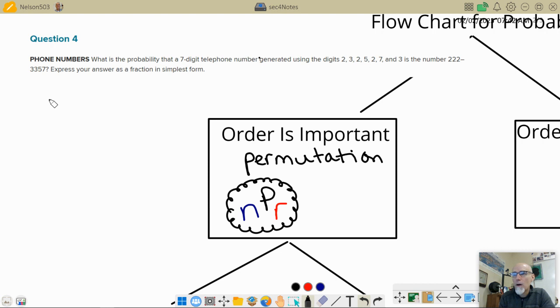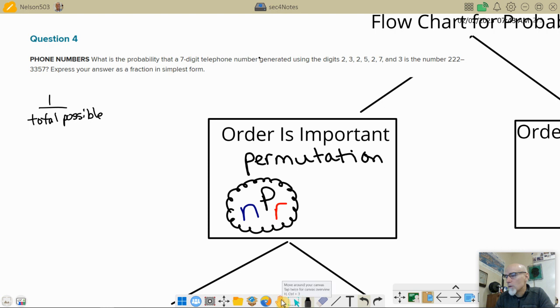So I want you to think about all probability is favorable over total possible. So really our flow chart here, why do I have the 1 up there? Maybe I said that wrong. And probability is favorable over total possible. So in our situation, we got only one number. Our favorable is 1, right?